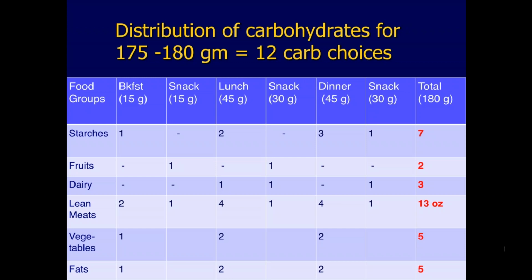Fruits are 2, dairy is 3, lean meats are 13, like turkey, fish, chicken. Vegetables are 5, and fats, moderate amounts. So you've got to take the 12 carbs and stretch it out like a slinky into the 3 small meals and 3 small snacks. So it's all about, again, the 3 rules of thumb: meal spacing, carb spacing, adding protein with every meal and snack. That is something that you want to keep emphasizing with the patients.